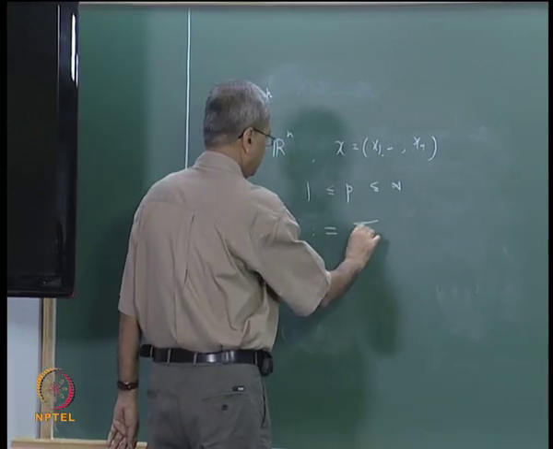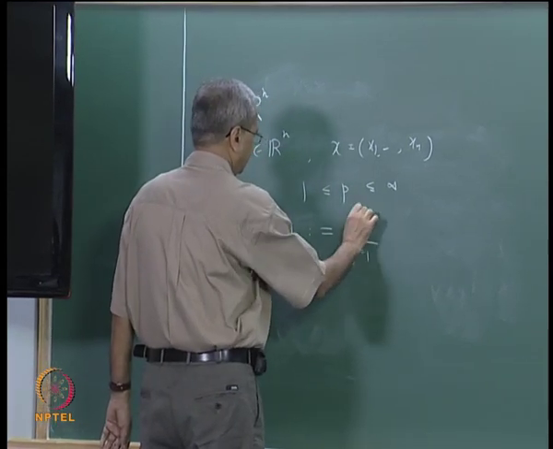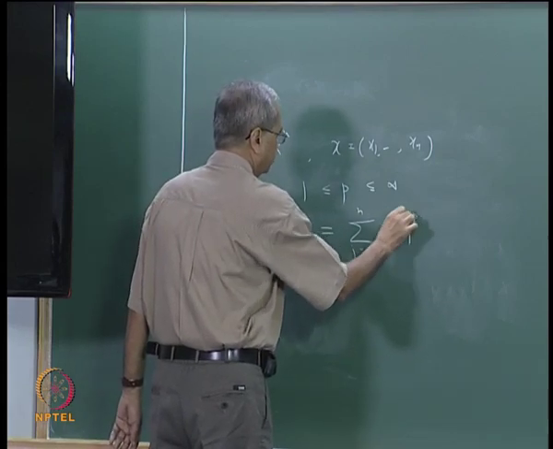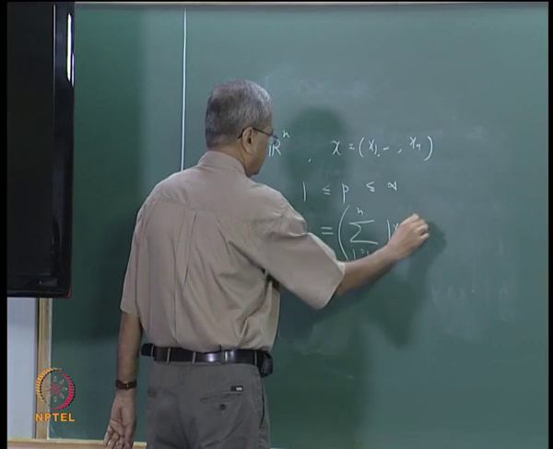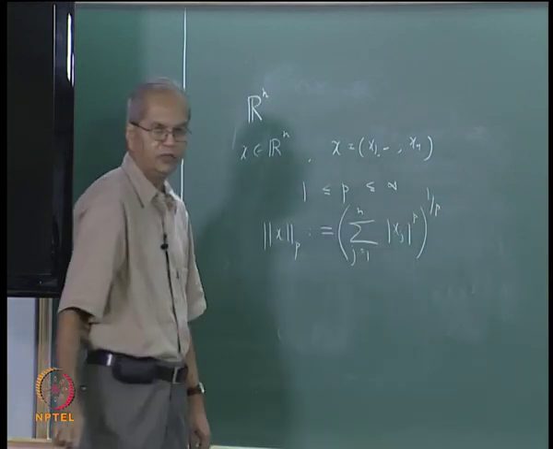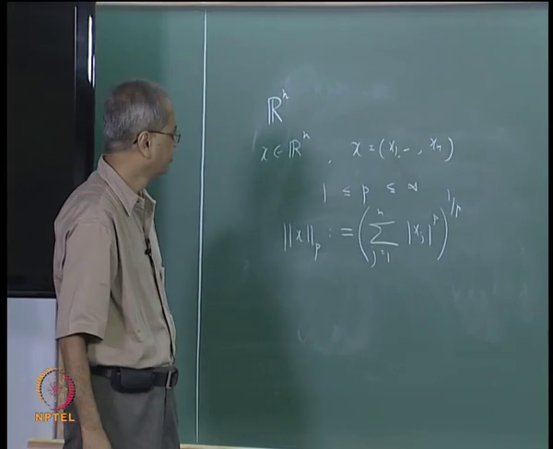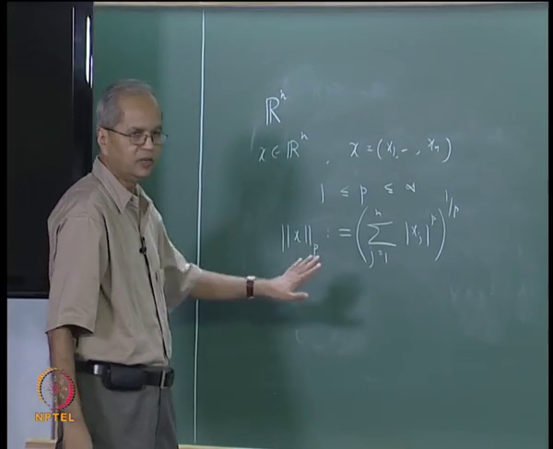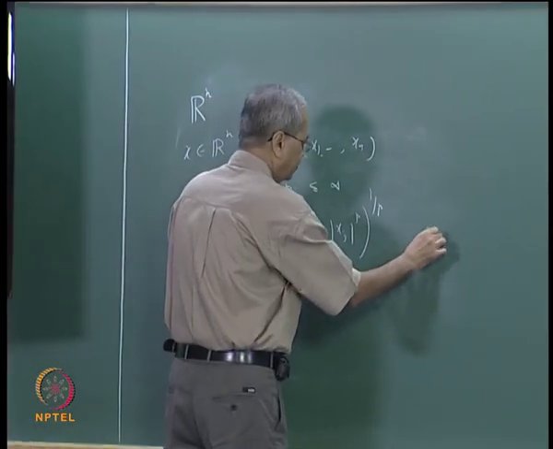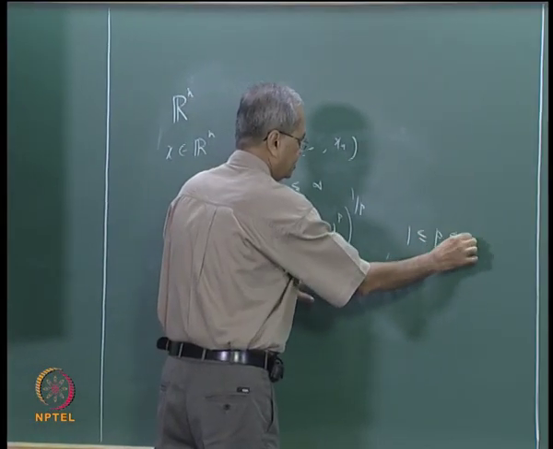It is sigma j going from 1 to n, mod xj raised to the power p, whole thing raised to the power 1 by p. So that should be p less than infinity, not equal. Wait, I will come to that. So this is for this particular definition, for 1 less than or equal to p less than infinity.